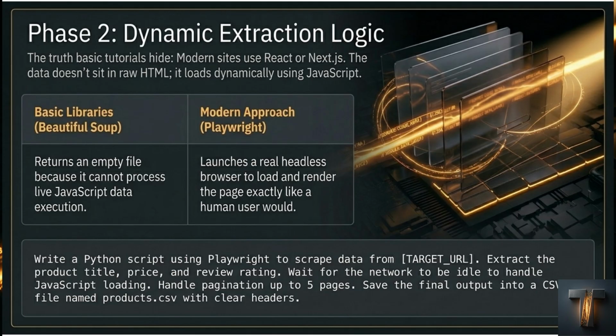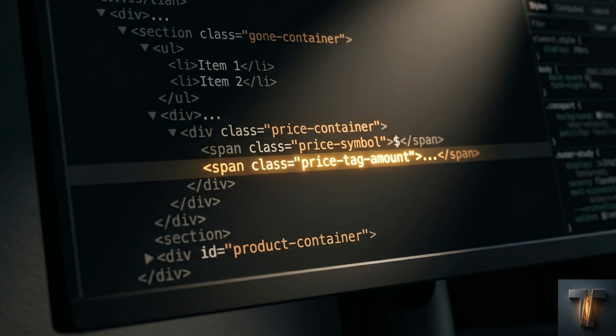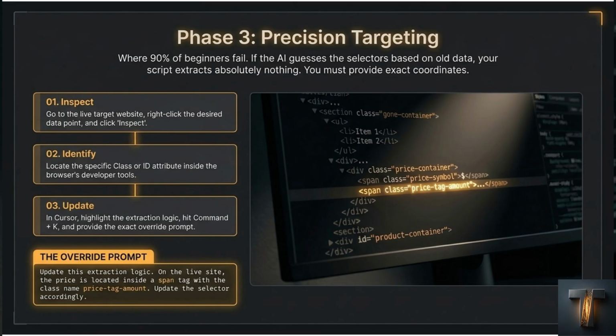Watch Cursor write the script. It writes the loops, handles the edge cases, and sets up the data formatting. This is the exact moment where 90% of beginner scripts fail. The AI is incredibly smart, but it cannot see the live website unless you give it the correct coordinates.